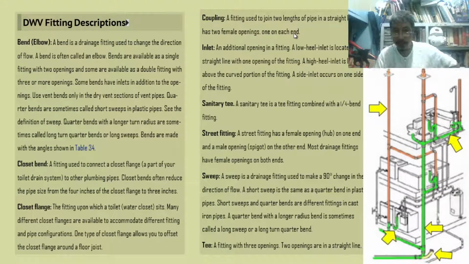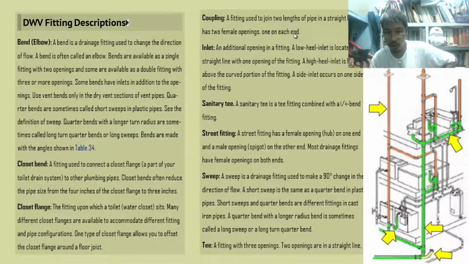Street fitting. A street fitting has a female opening, what we call hub. That is a female opening. You have to put the pipe inside it. This is the hub. On the other end is the male opening, spigot. Male opening is what we call spigot, and female opening is hub. Most drainage fittings have female openings on both ends, because it is not susceptible to collection and accumulation of dirt that would later on clog it.